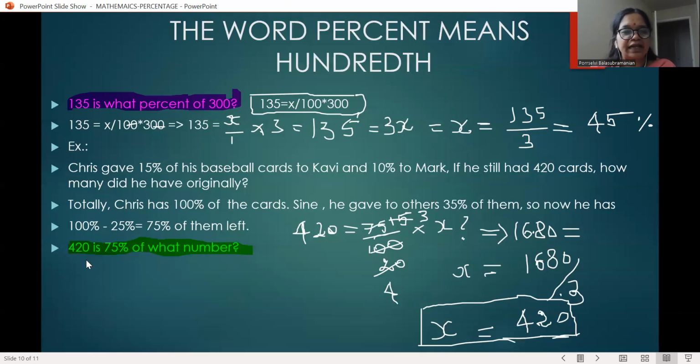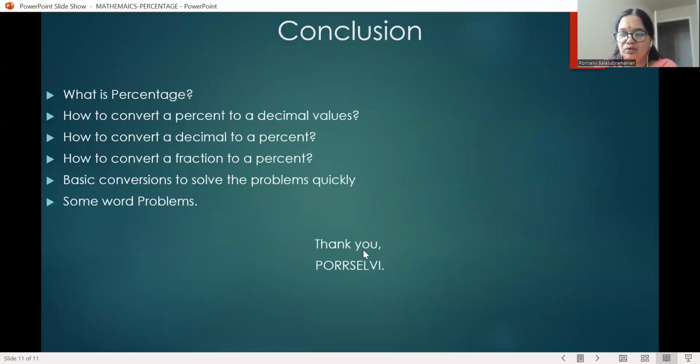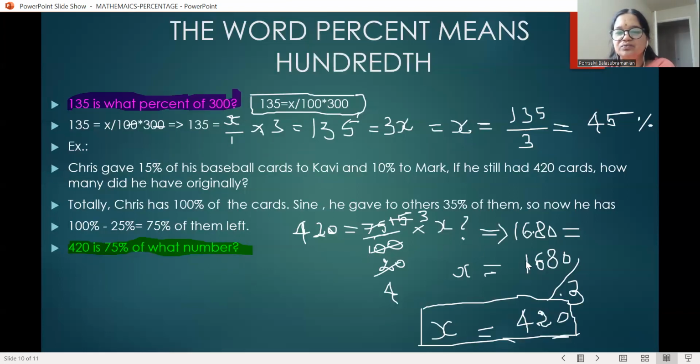Okay. Next, 420 is 75% of what number? So you will get 100, the value is 100 and 1680 is the unknown value for this question. So 420 is 75% of 1680. Okay.